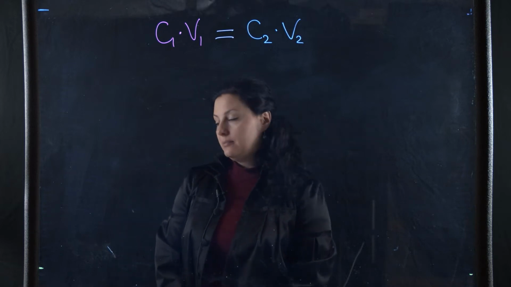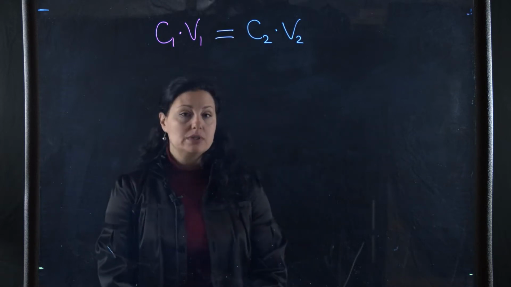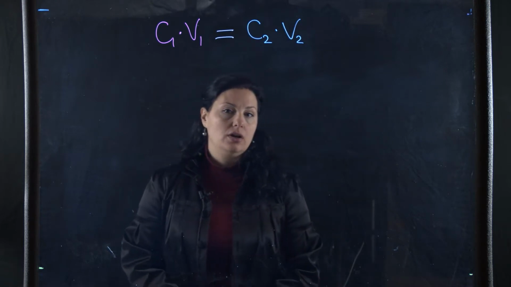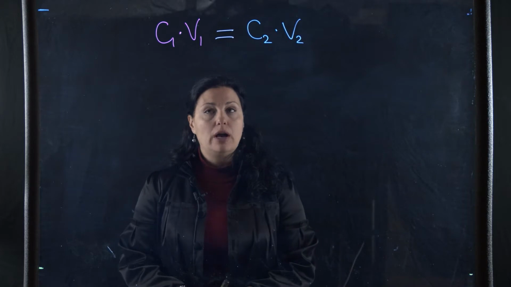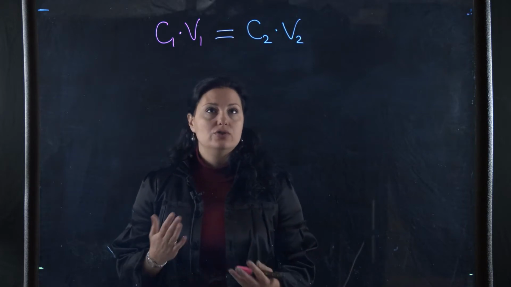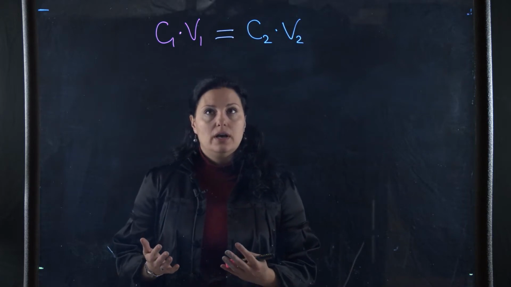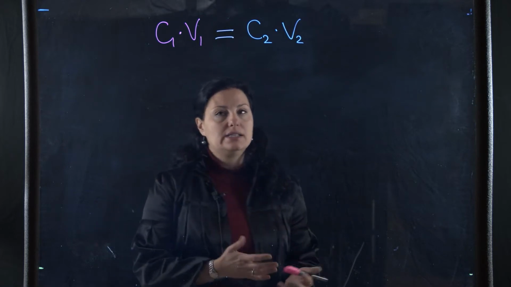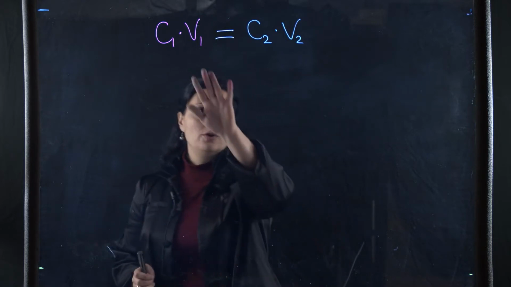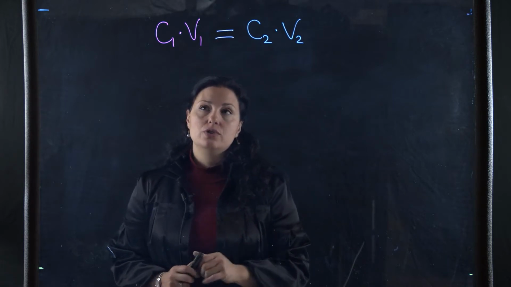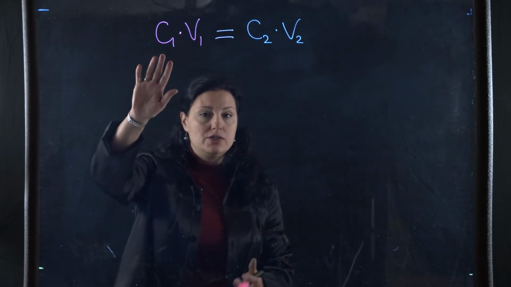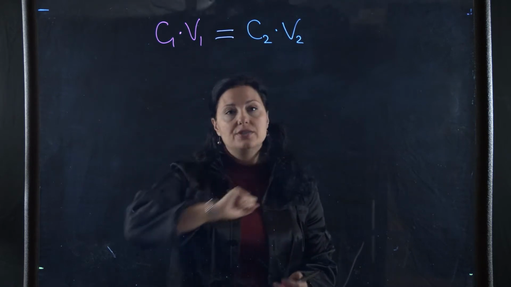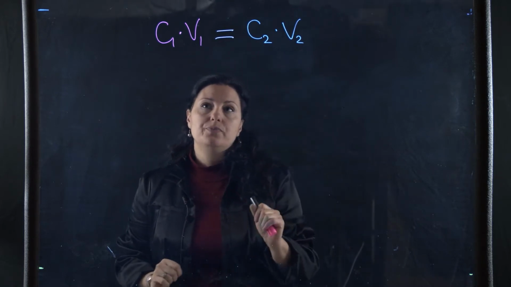Let's take a look at these dilution problems. Dilutions are a slight variation on the molarity problems, but we have two different situations, or a beginning set of conditions and a second set of conditions. This is the formula that we're going to be using for dilution, which means the first concentration multiplied by the first volume has to equal the second concentration times the second volume.